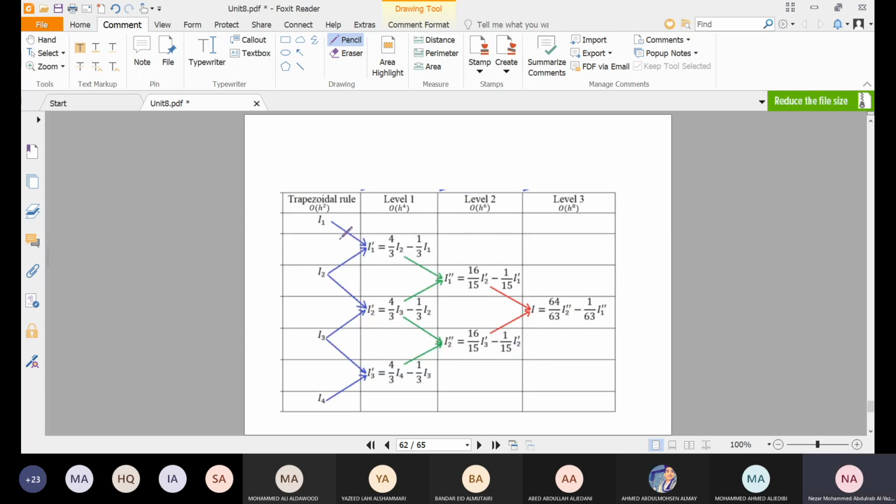So this is, as we said, the trapezoid rule. This table, I think, is better for you. Here in this table we have the trapezoid rule. This is the first level of Romberg estimation, this is the second level of Romberg estimation, and this is the third level of Romberg estimation. Or I can give you this one, inshallah, during the assignments.